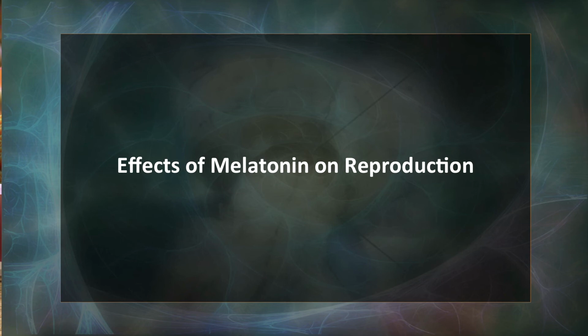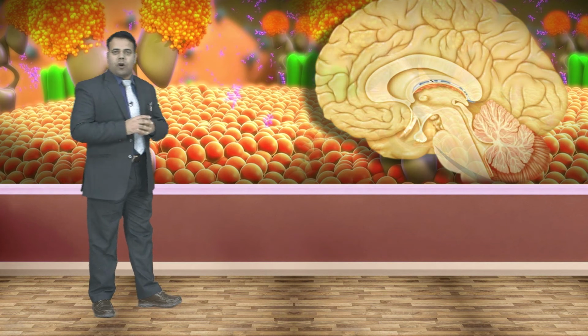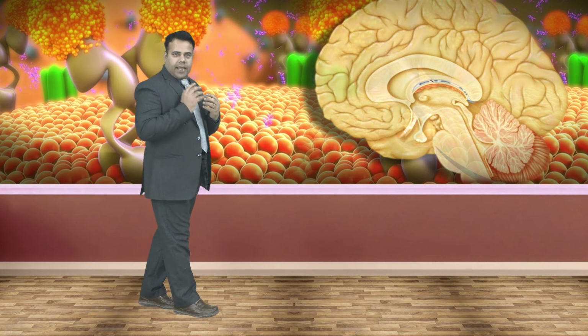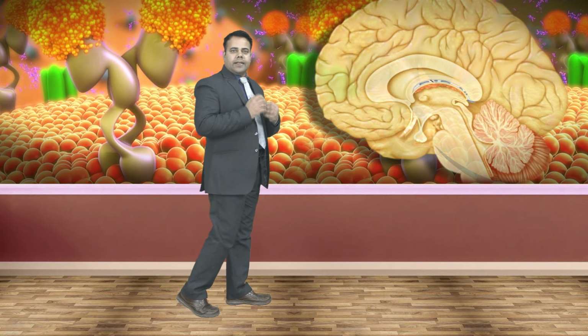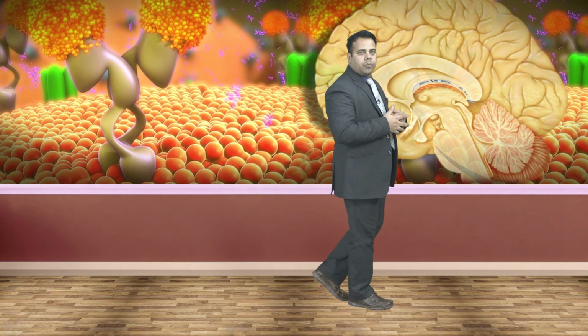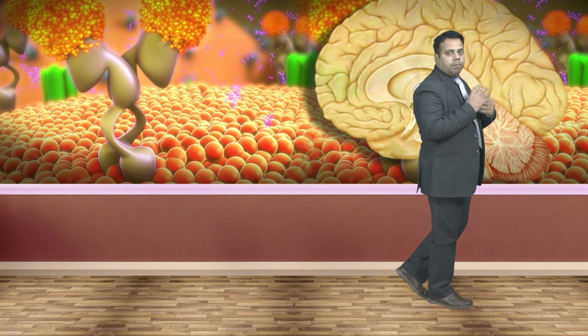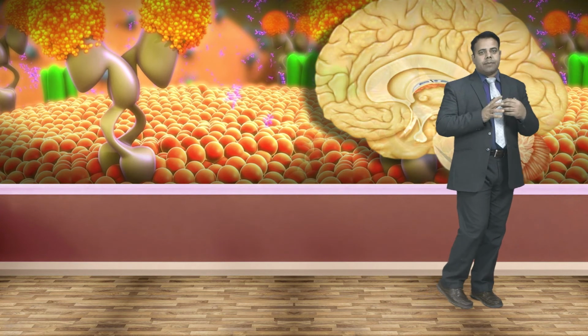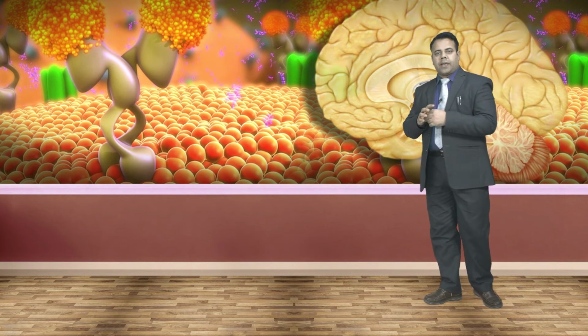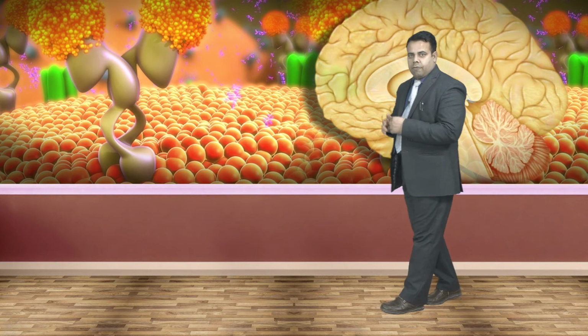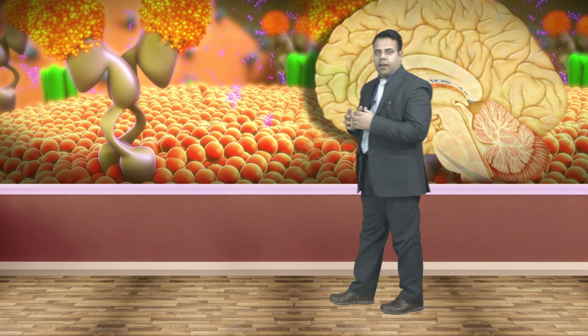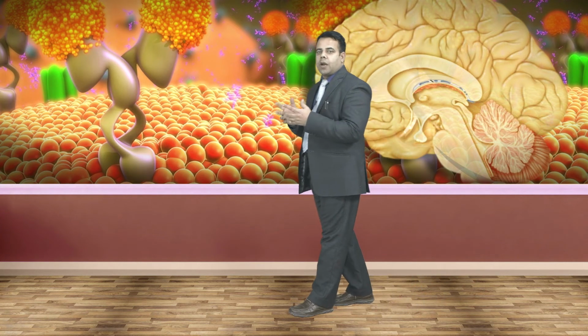Let us now discuss the reproductive effects of the melatonin hormone. The effect of melatonin on reproductive systems can be summarized by saying that it is anti-gonadotropic. In other words, melatonin inhibits the secretion of the gonadotropic hormones, luteinizing hormone and follicle stimulating hormone, from the anterior pituitary gland. Much of this inhibitory effect seems due to inhibition of gonadotropin releasing hormone, or GnRH, from the hypothalamus, which is necessary for secretion of the anterior pituitary hormones.